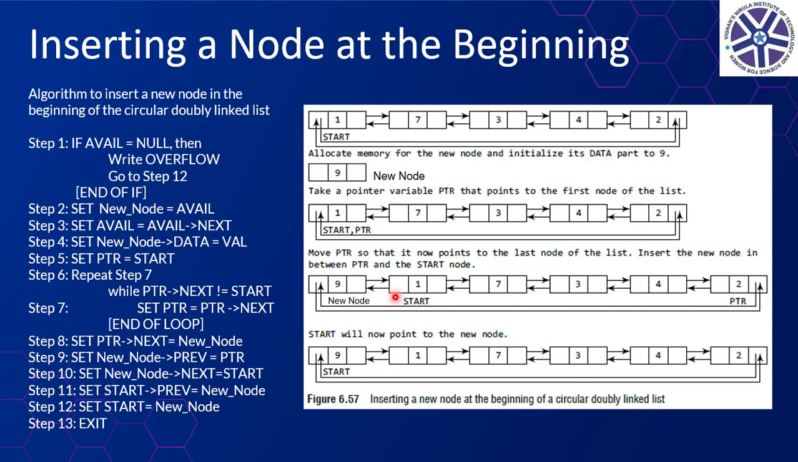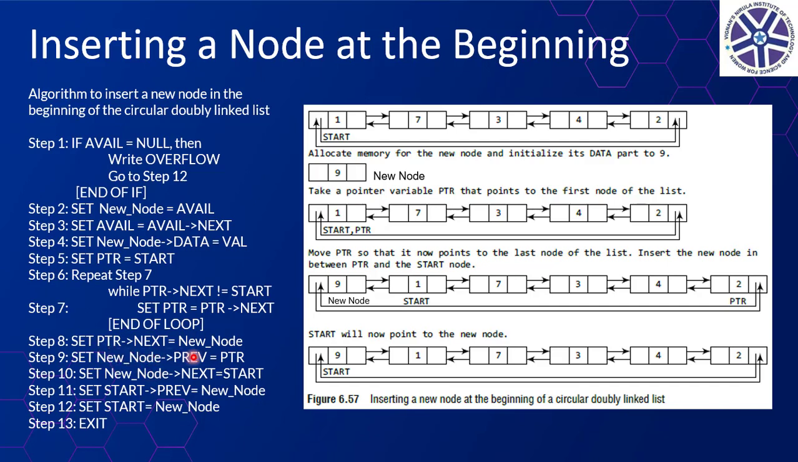So we have to make this node the start. Previously this is start, so after insertion, the new node has to become the start. So before that we need to link these 2 nodes, the last node to the first node. So how we are going to do that? So let us see.